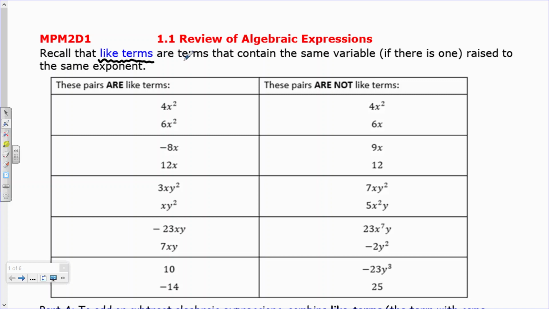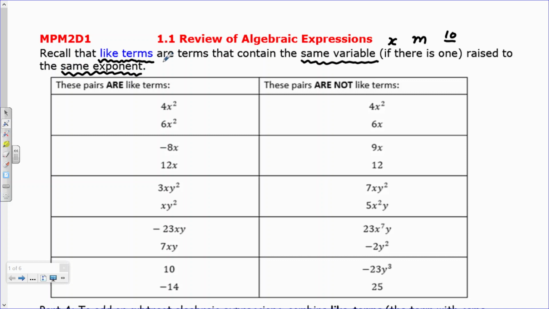Like terms are terms that contain the same variable. A variable means the letter x or y or z or m, n. If there are no letters, then you have only numbers. For example, 10, 20, this is no variables. And raised to the same exponent. So you have two conditions.